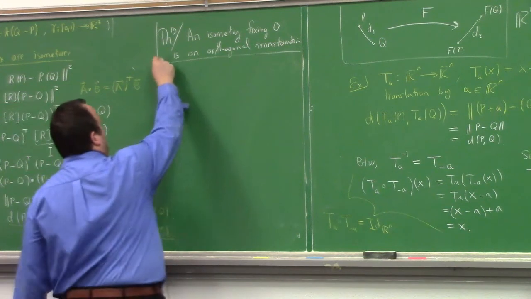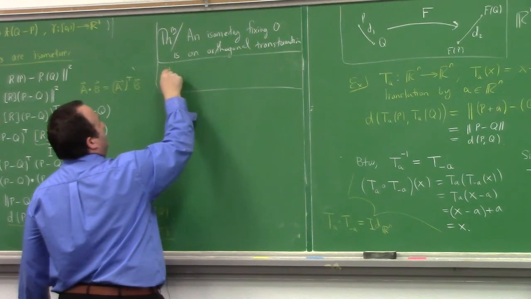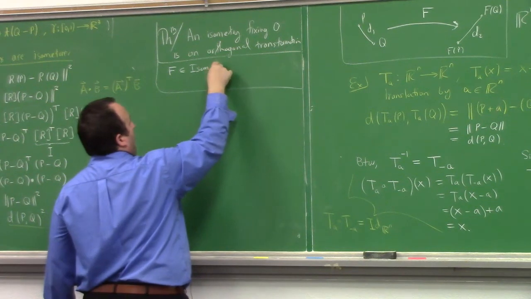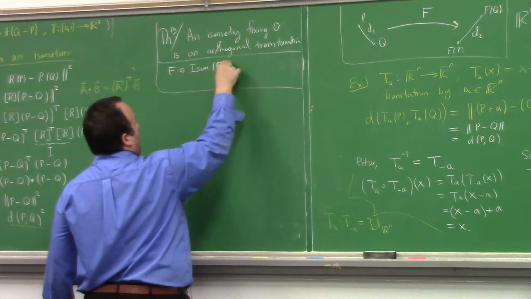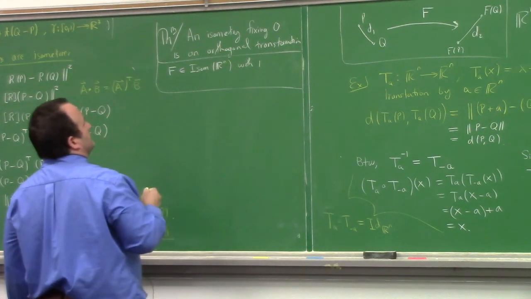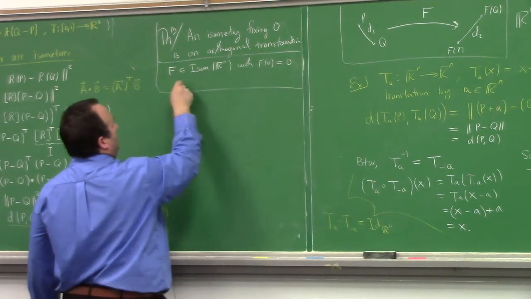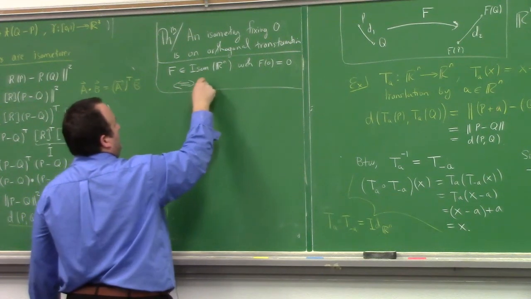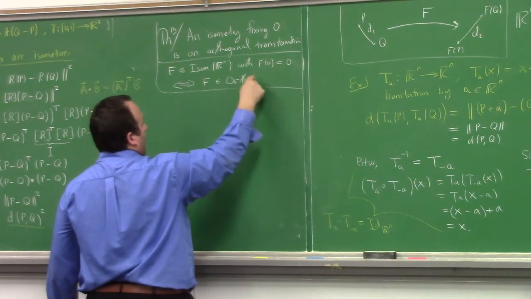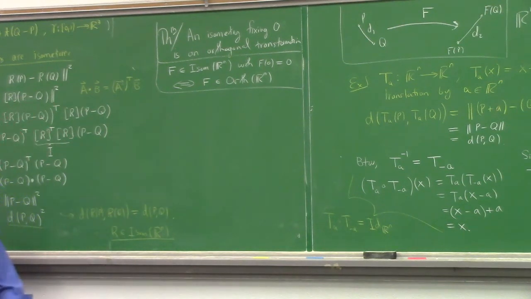So let me state that theorem again. F is an isometry of Rn with f of 0 equals 0 if and only if f is in orth Rn. I've invented a notation for the orthogonal. I'm calling it orth.